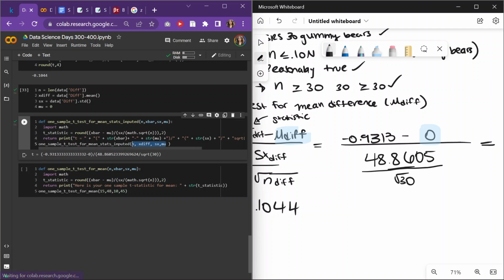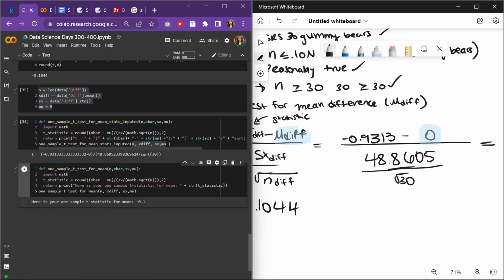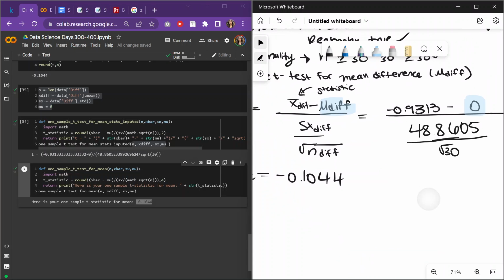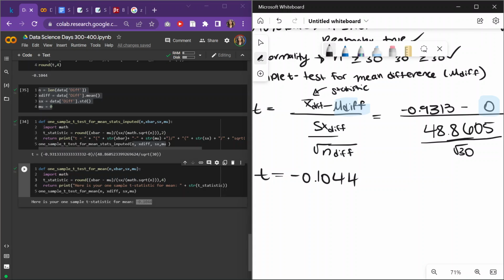So let me just take these and put them over here and run these again. There we go. And it rounds to how many? Let's do 4. There we go. So just like we had it, right? Negative 0.1044. Now this code is always linked in the description box below if you ever want to copy and paste my functions. I generally do not care, use it as you wish. I used it a lot for Khan Academy. Anyway, that's our t-stat.